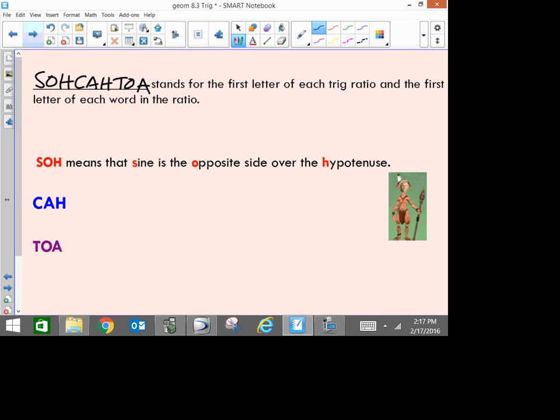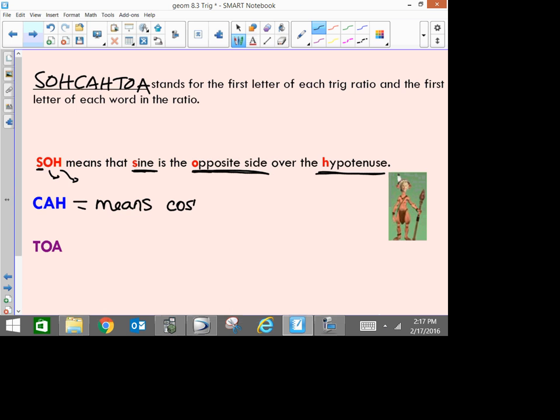SOH: the S stands for sine, the O stands for the opposite side, and the H stands for the hypotenuse. SOHCAHTOA. Ask any upperclassman, they will know what SOHCAHTOA is. They'll say, yes, with the right triangle tree. What do you think the C stands for?